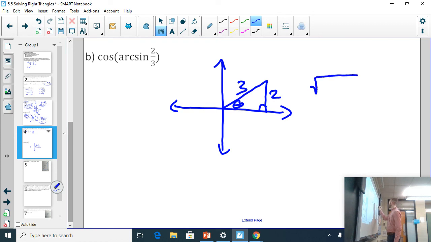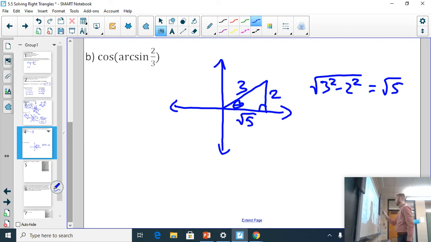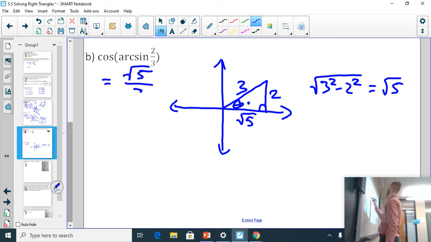So we need to do the Pythagorean theorem. 3 squared minus 2 squared. That's 9 minus 4, so the square root of 5. So this side here is the square root of 5. And then it wants the cosine of this angle right here. And the cosine is adjacent over hypotenuse. So that is going to be the square root of 5 over 3, since the adjacent is the square root of 5 and the hypotenuse is 3.